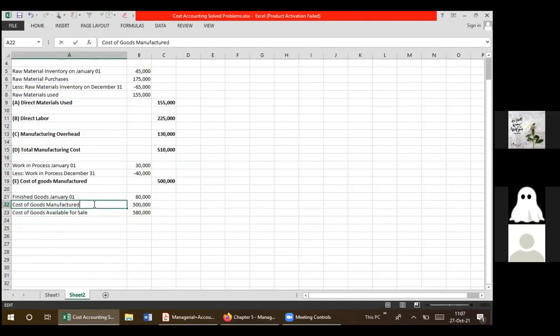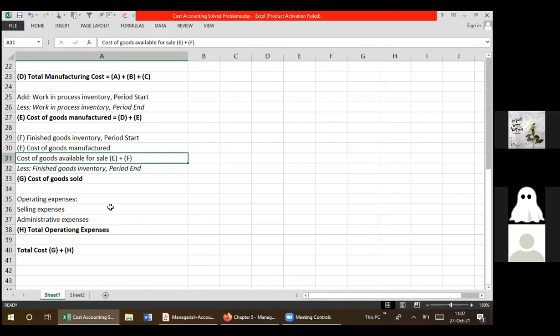So this will be called F here. Let's call this F. And this will be E plus F, 580,000. So now we have cost of goods available for sale here.